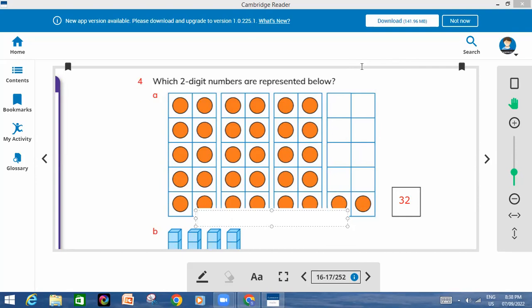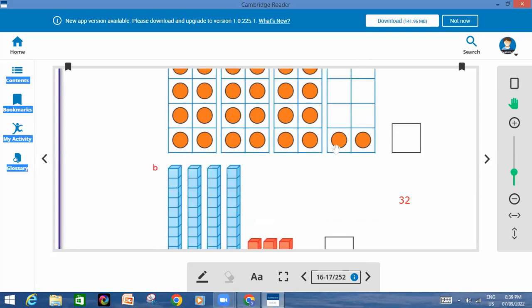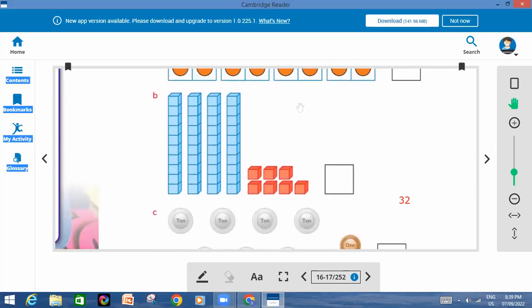Each box has 10 objects. Here, why we didn't put them in the tens? Because they are less than tens. So if the numbers are less than tens, we call them ones. Even if the number is 9, we are going to say it is ones. 10 is counted as or put in the box of tens. Okay, moving on to the next question, question number B.